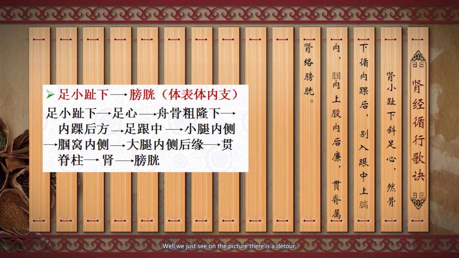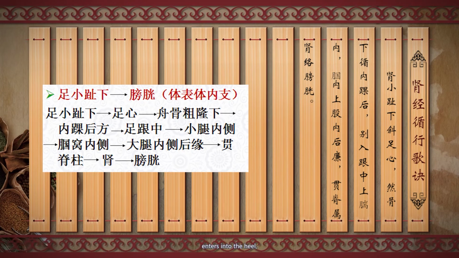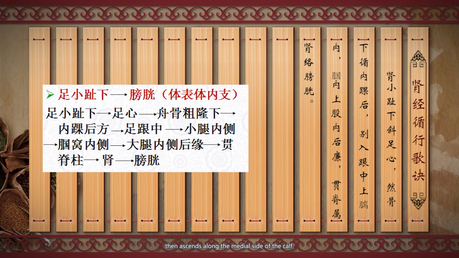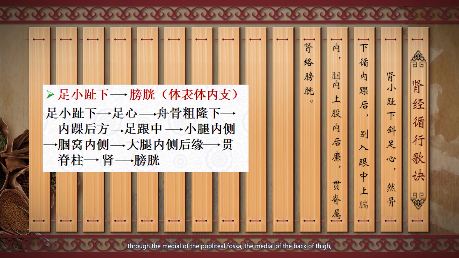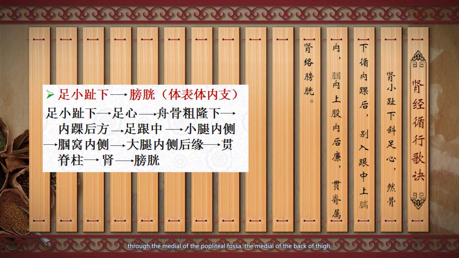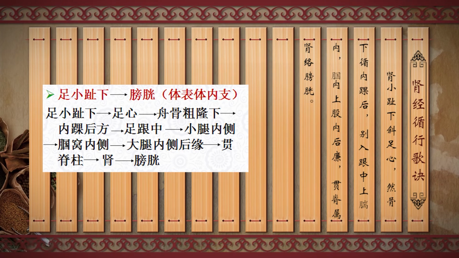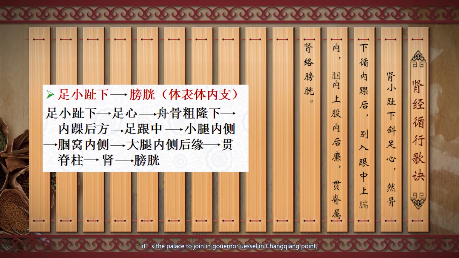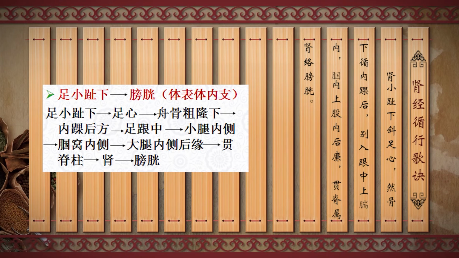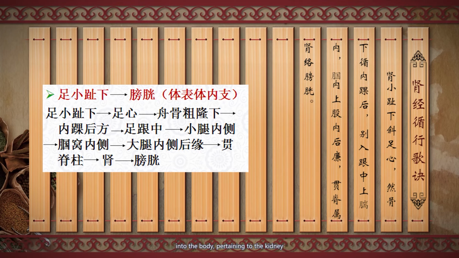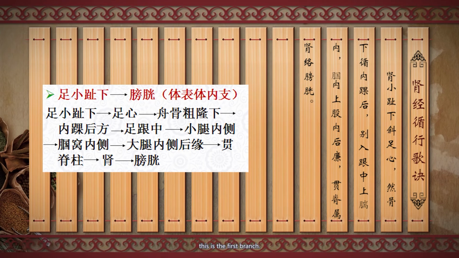Well, we just see in the picture there is a detour, enters into the heel, then ascends along the medial side of the calf, through the middle of the popliteal fossa, the middle of the back of the thigh, through the spine corner. It parallels and joins the governor vessel at Changqiang point, enters into the body, pertains to the kidney, and connects with the bladder.